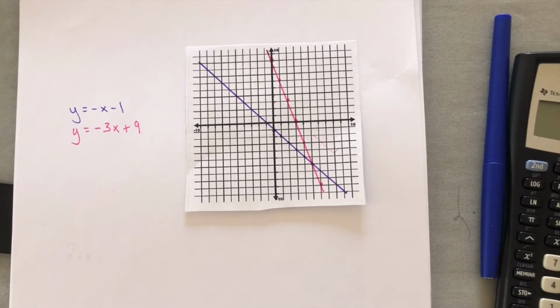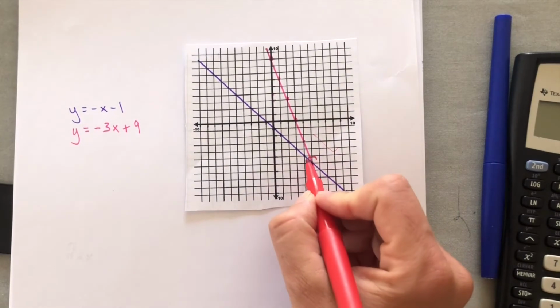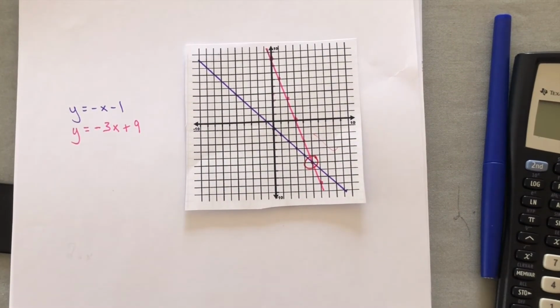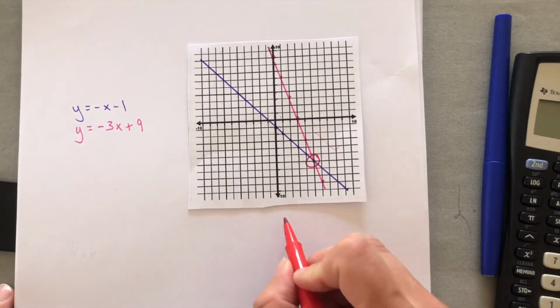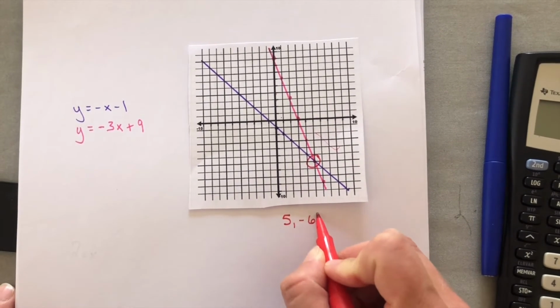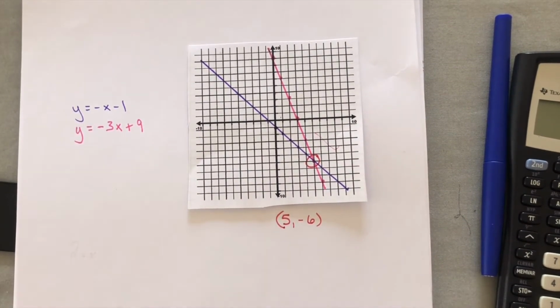All right, so there we have the pink line representing all the solutions to negative 3x plus 9. So if we want the solution to the system, we're looking for the one point that makes both of those equations true, which would be right here. And that point is 5, -6. So we would say the solution to the system is 5, -6.